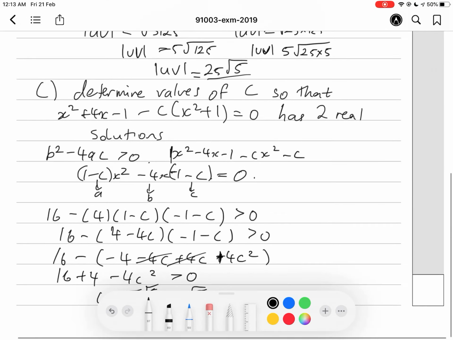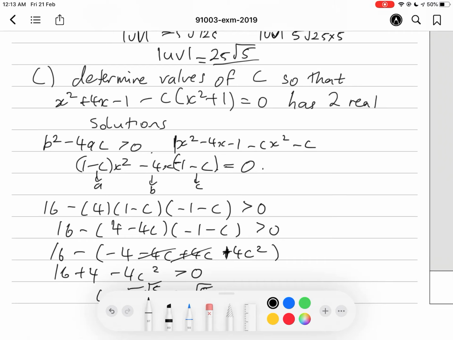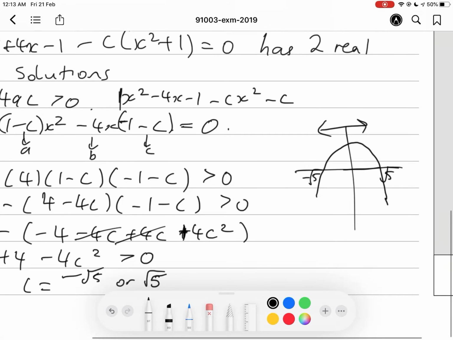However, we have to look at the shape of this parabola. It's negative 4c squared, meaning it's a negative parabola. So we'll have the shape looking something like this. And we want to find where it's greater than 0, so this part here. This is our negative root 5 here, and that's our positive root 5 here. So in between these two values, we will get two different real solutions.